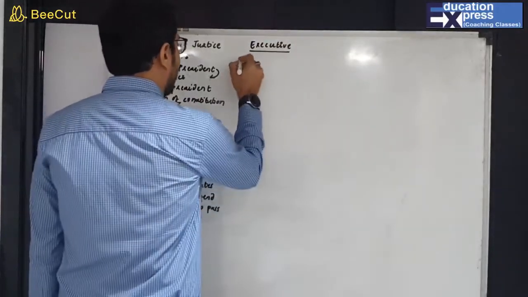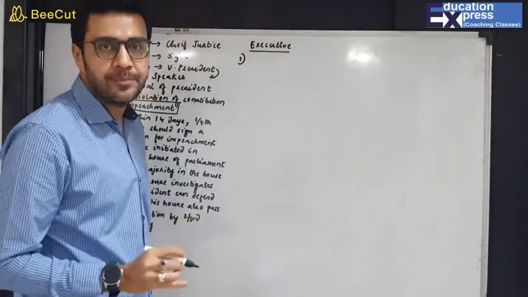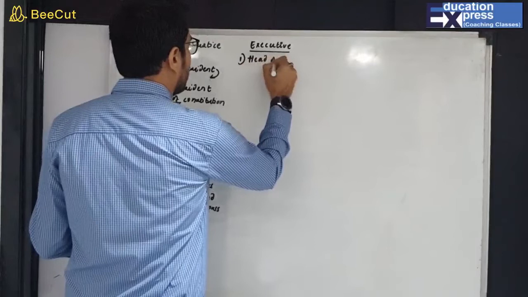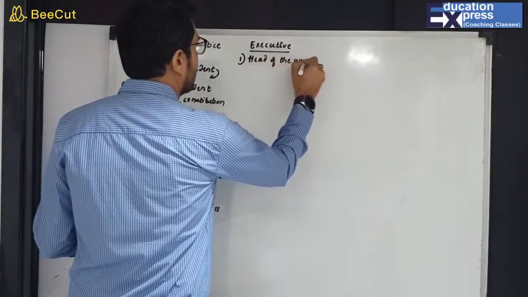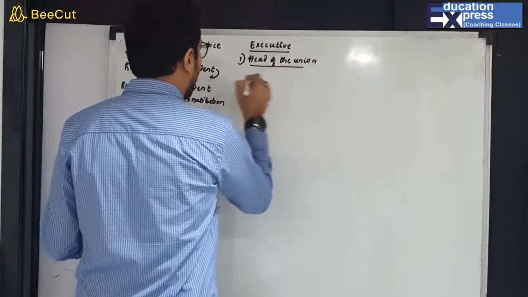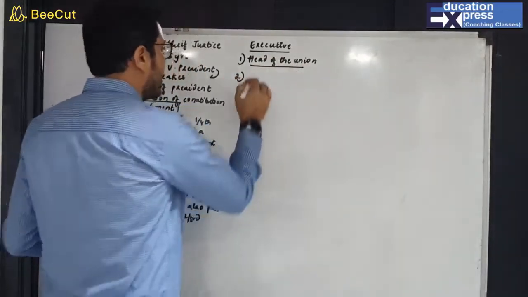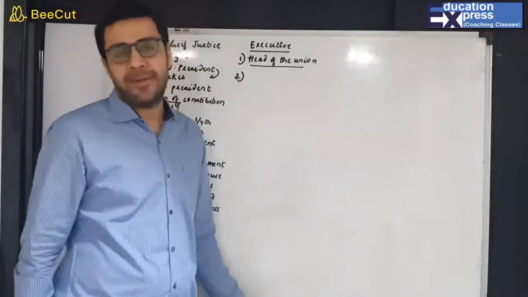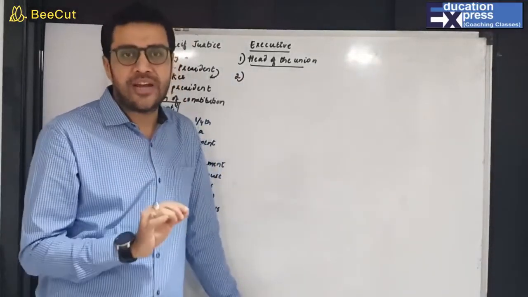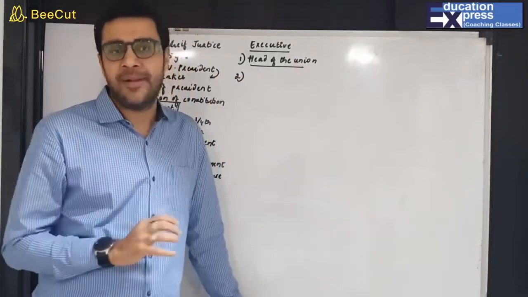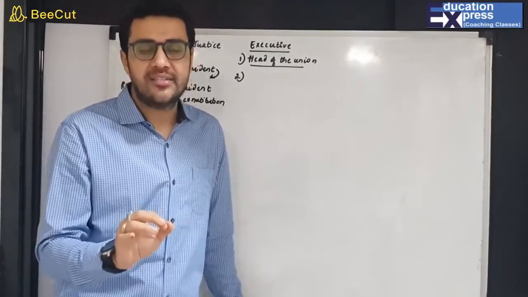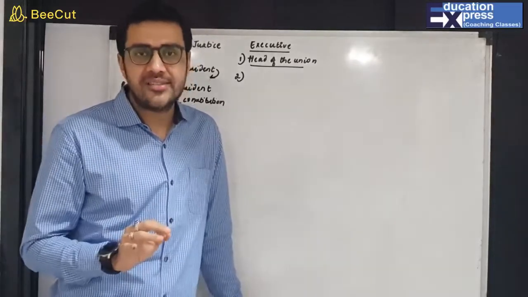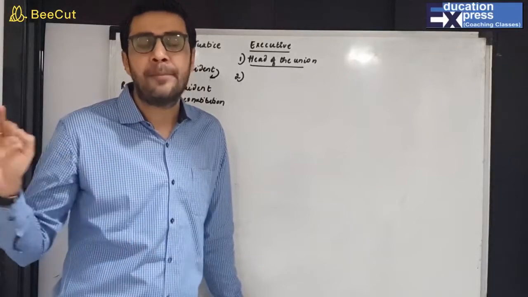The first point under the executive powers of the president, first point, he is the head of the union. Now, the president is the head of the union administration. Inside what you have to write? President is the head of the union administration. All orders are passed in the name of the president.